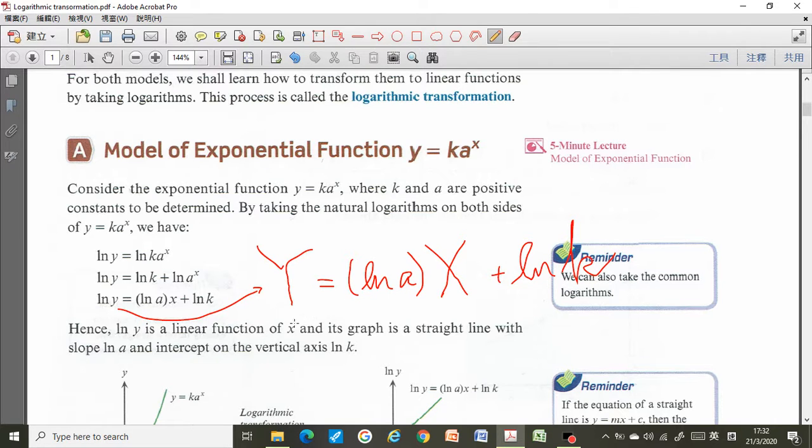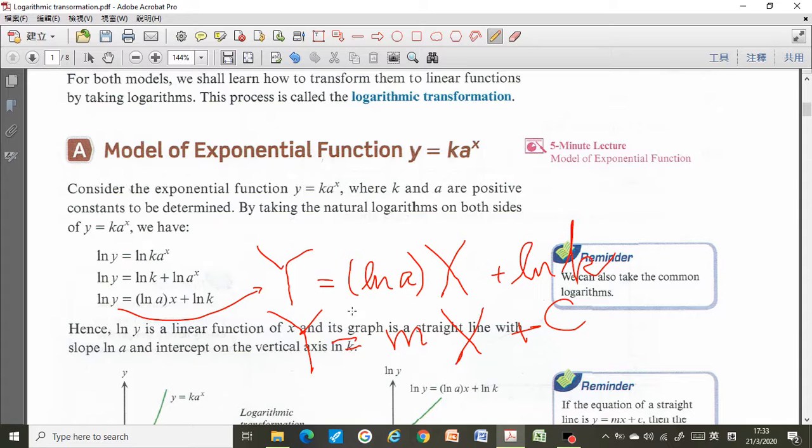This one is just like y equals mx plus c. You learned it in mathematics. It is a straight line equation. So originally, y equals k a to the power x is a curve.